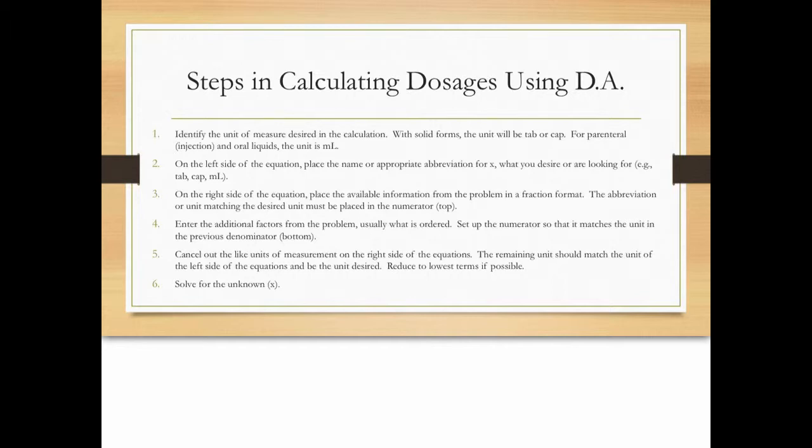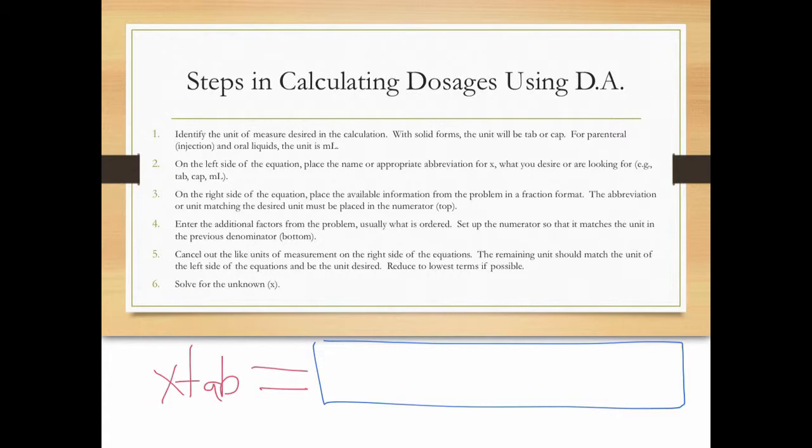On the left side of the equal sign, we are going to put the appropriate abbreviation for X. Maybe that's a tablet. So in this case, we want to know how many tablets to give. Next, we'll need to begin setting up information in the equation side of the calculation. In this problem, the available dosage is 1 tablet equals 20 milligrams. So in this problem, each tablet contains 20 milligrams.